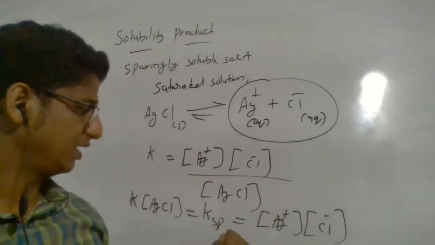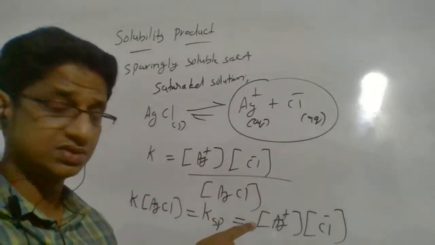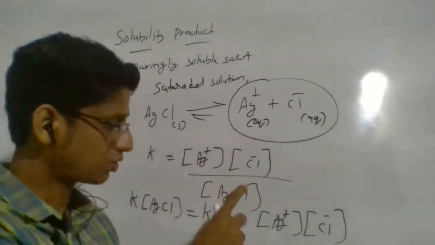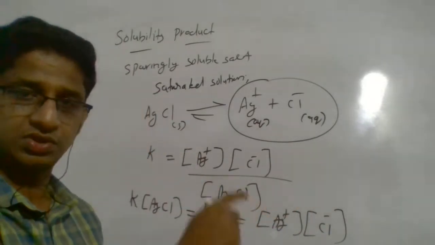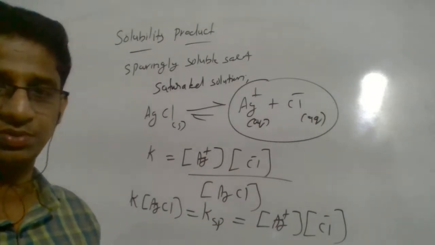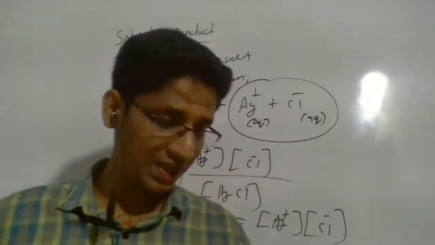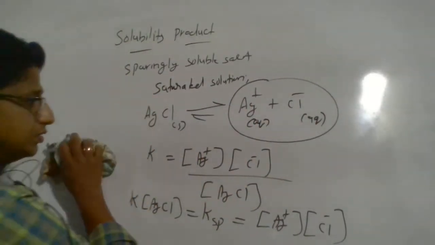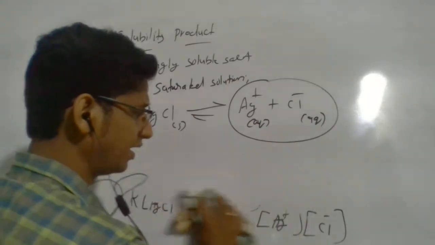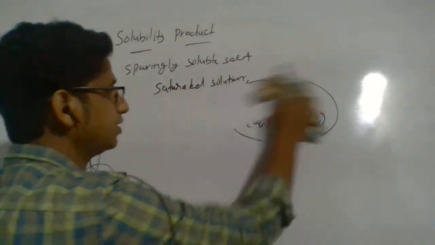So KSP, solubility product, is nothing but the concentration of ions. Here the ions are Ag plus and Cl minus. So it is the constant product of concentration of ions in the saturated solution of a sparingly soluble salt. That is what solubility product is all about. You have to remember this when you talk about precipitation, because when an ionic product exceeds solubility product, that's the point precipitation occurs.